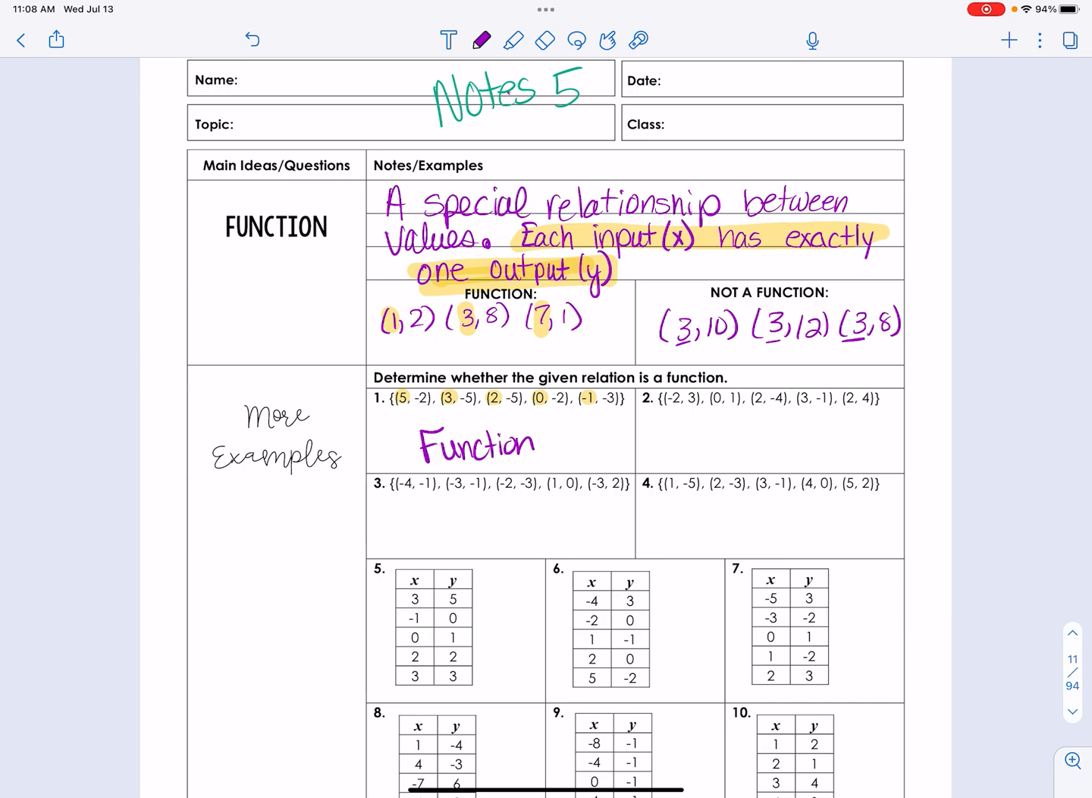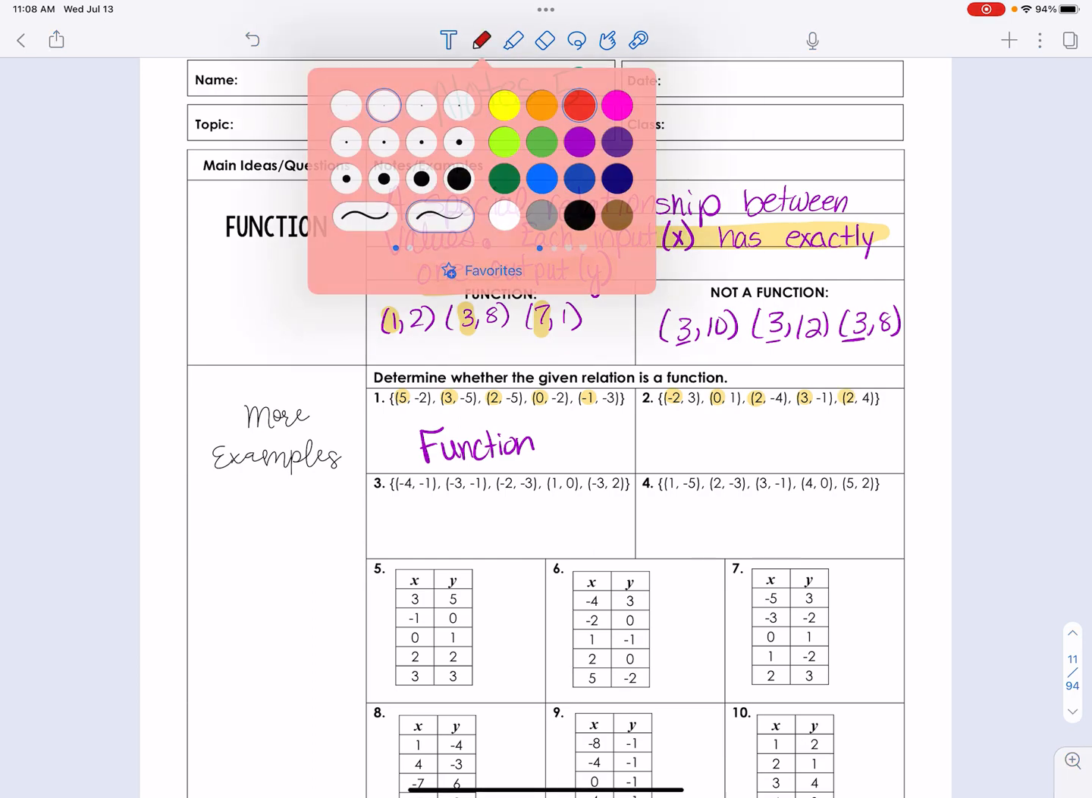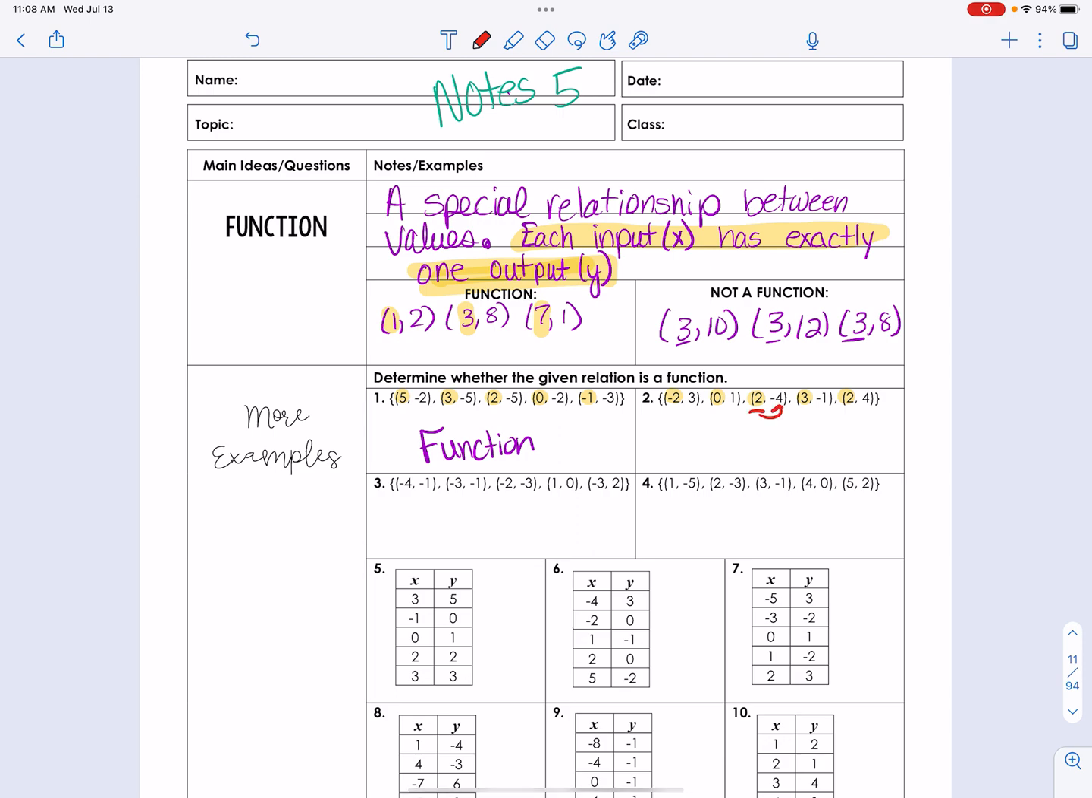Okay? So now I'm going to look here. I have a -2, I have 0, I have 2, I have 3. Uh-oh, I have 2. Red flag. You got a 2 going to -4, and you got 2 going to 4. This is not a function.